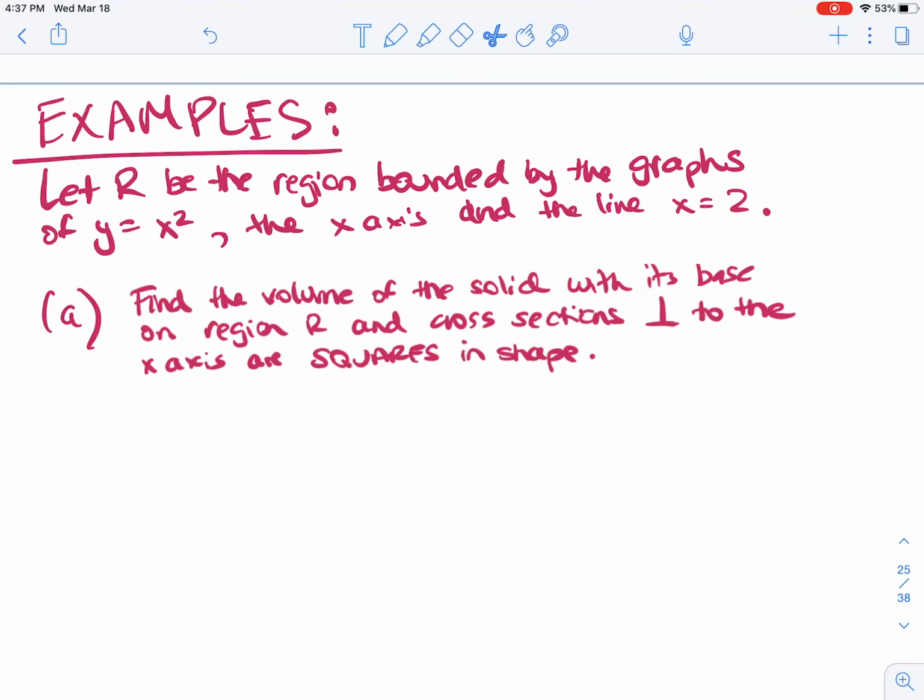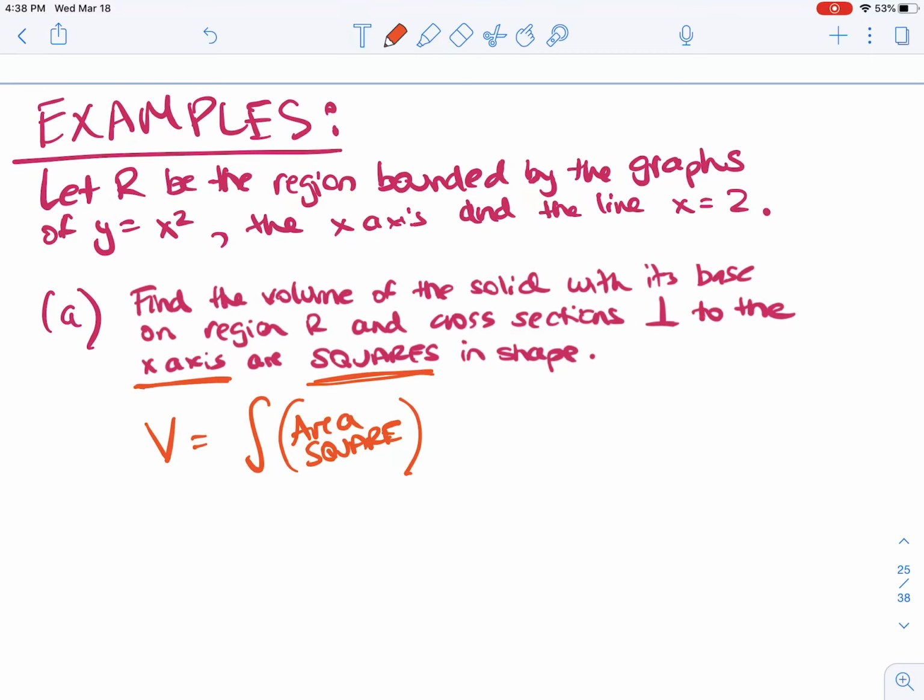Let R be the region bounded by the graphs of y equals x squared, the x-axis, and the line x equals 2. They could ask you for area. They could ask you for a volume of revolution. But right now we're focusing on the volume of the solid with a known cross section. So for part A, what appears to me is cross sections perpendicular to the x-axis. They have to be clear about where they are taking those cross sections from and what shape it is. So it's squares. I want you to think, okay, I'm going to find the volume. There's no spinning. It's basically the area of a square.